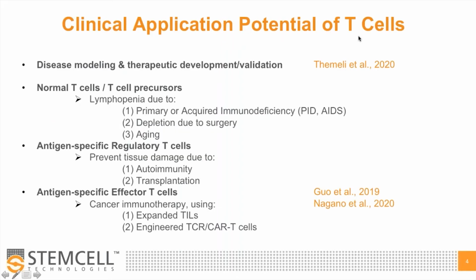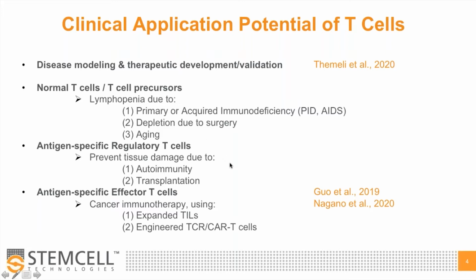Some of the potential applications of T-cells that could be relevant in the clinic are disease modeling and therapeutic development or validation, and the Temeli 2020 paper talks about that mostly. There's also an application where you could grow normal T-cells or T-cell precursors, which could be clinically useful for cases of lymphopenia, such as primary immunodeficiencies or acquired immunodeficiency syndromes, or depletion of the immune cells due to surgery or aging. Pretty much once you hit puberty, things go downhill from there. Your thymus involutes and you're getting fewer and fewer T-cells as you age.